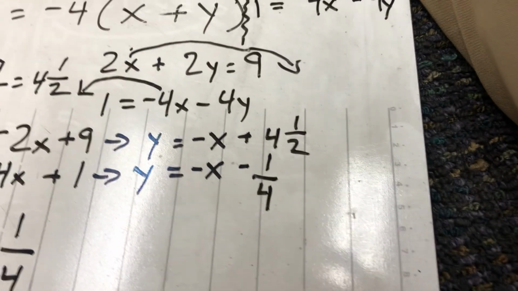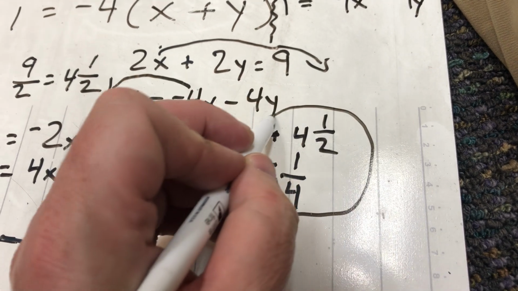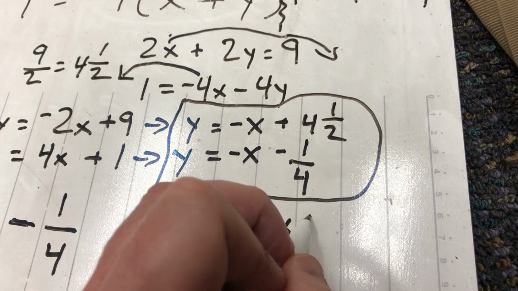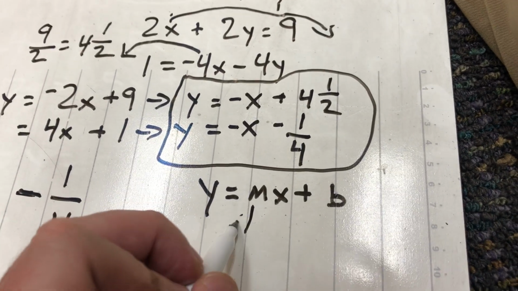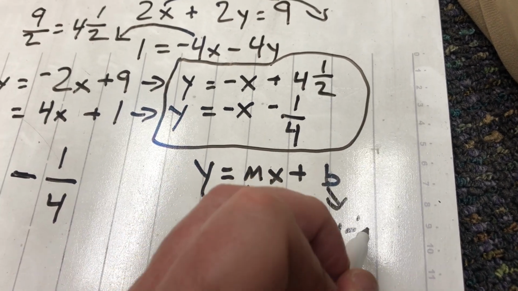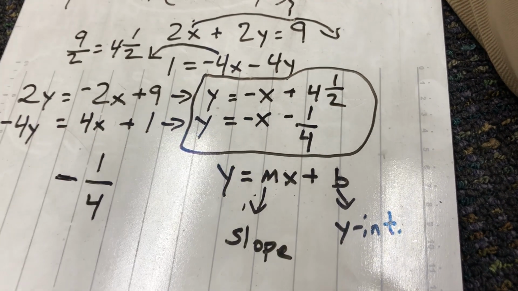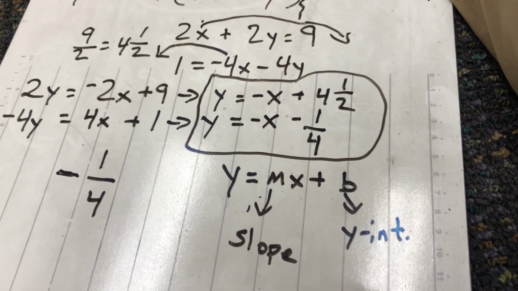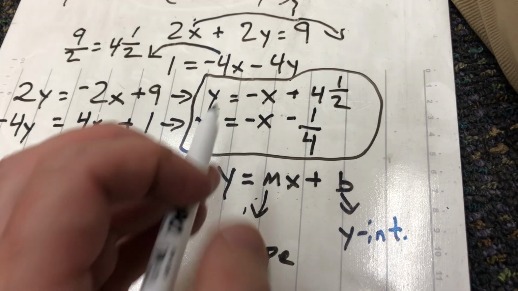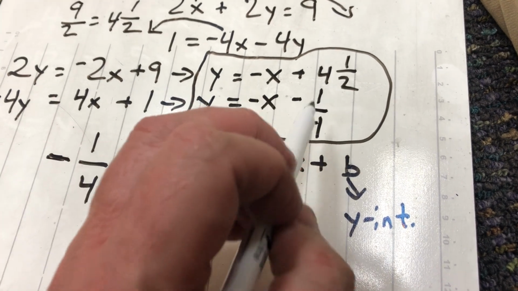Well, we need to notice something about these two equations that are now both in slope-intercept form. We know that slope-intercept form is y equals mx plus b, where m is the slope and b is the y-intercept. Now, these two equations are not exactly the same thing. It's not like example 2, where they both ended up being exactly the same thing, thus there were infinite solutions. The only thing that's the same is the negative x. The y-intercept part is different.